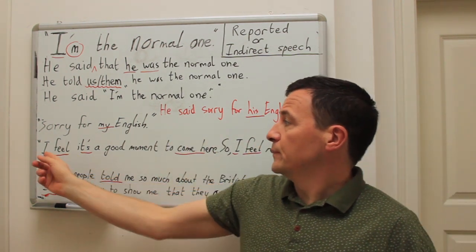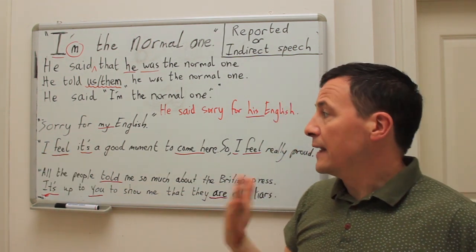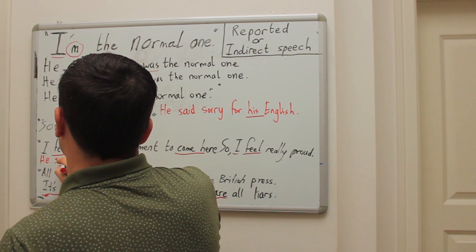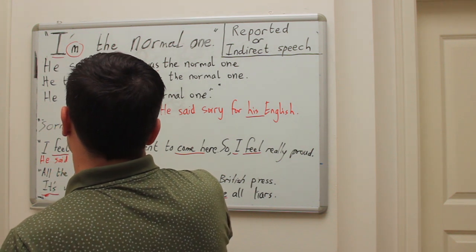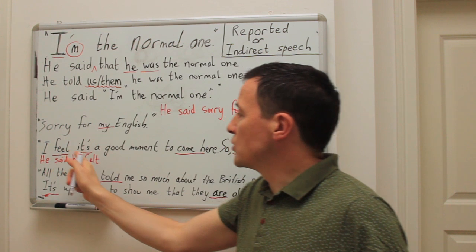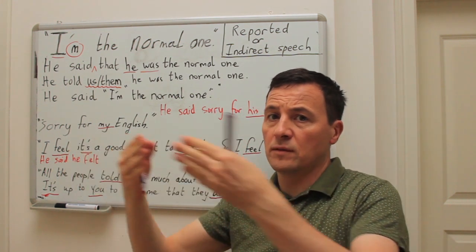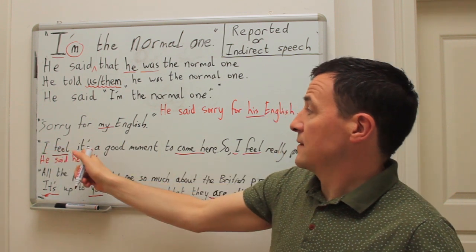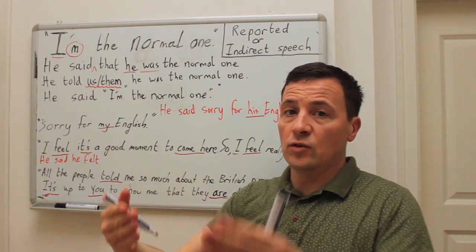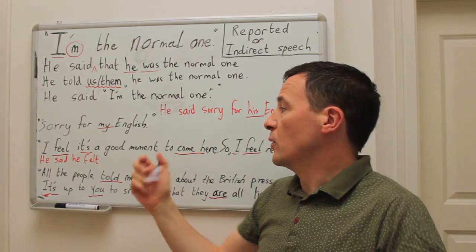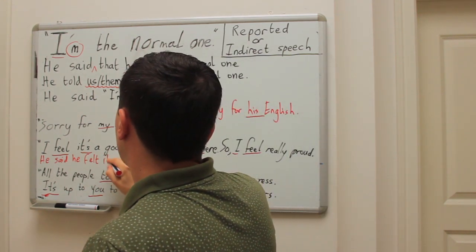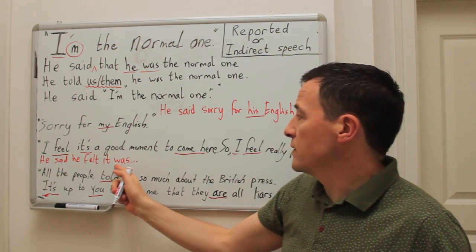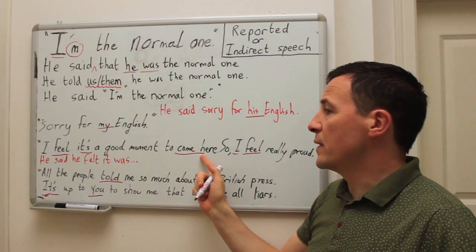In the second one, you would say he said he felt. So feel changes to felt, present simple to past simple. He said he felt. In this case, I feel it is. This changes to, again, from present to past: it was. So he said he felt it was a good moment to come here.